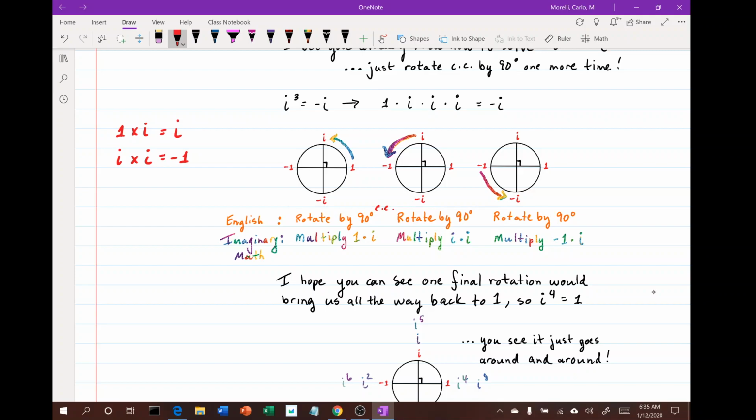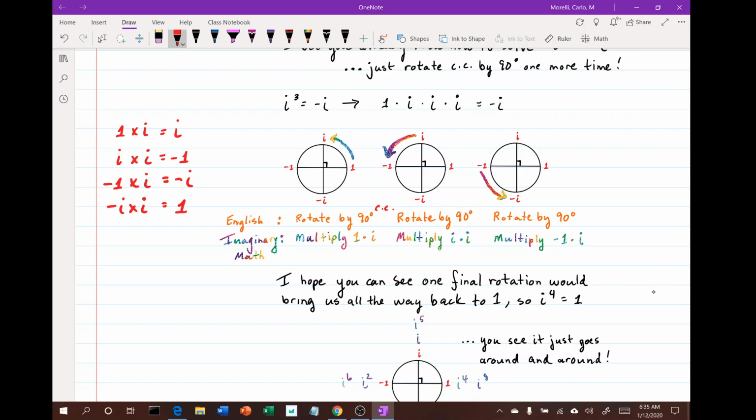Now here, we're at -1. We're going to multiply by i. -1 times i is -i. Well, that makes sense, right? -1 times anything would just be the negative of that thing. And then finally, negative i times i equals 1.